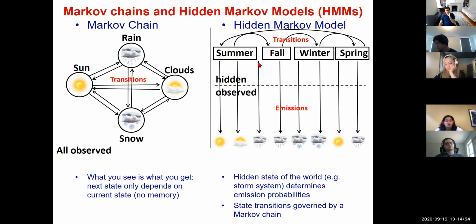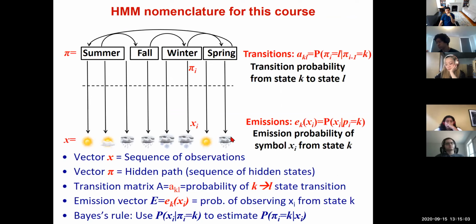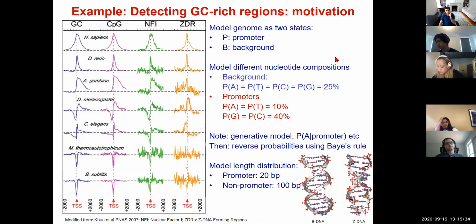What HMMs did is couple this Bayesian inference with a Markov chain at the top that governed the transitions. And then we talked about the X vector of observations and the pi vector of the path or the parse, the hidden interpretation of the observed emissions. We talked about the emission vector, which basically gives us for every state the probability of emitting each of the characters, that's the probability of a given character given the state. And about the transition probabilities, which is, given the previous state at position i minus 1 is k, what is the probability with which the next state will be l, okay?